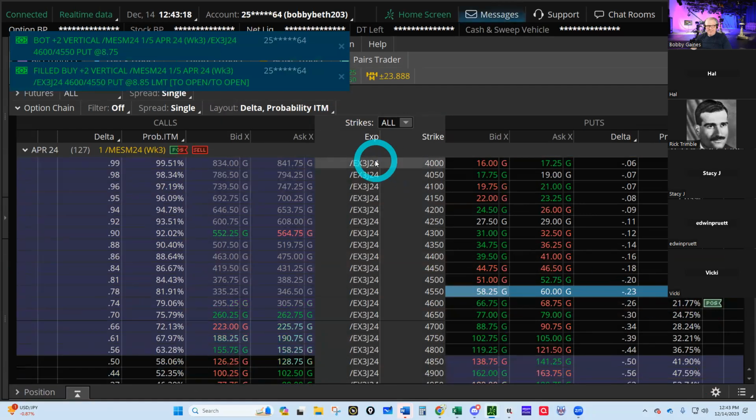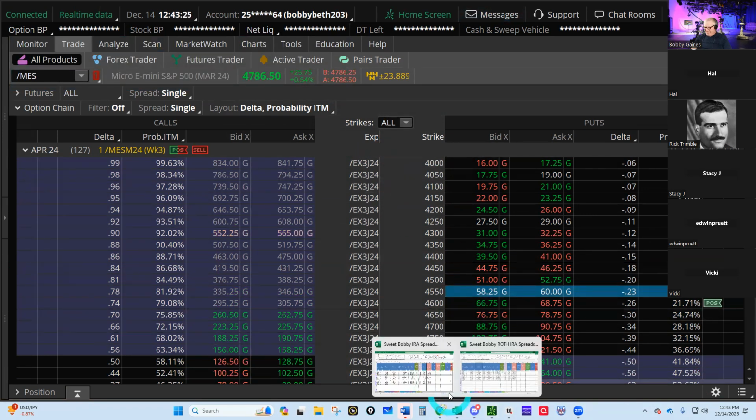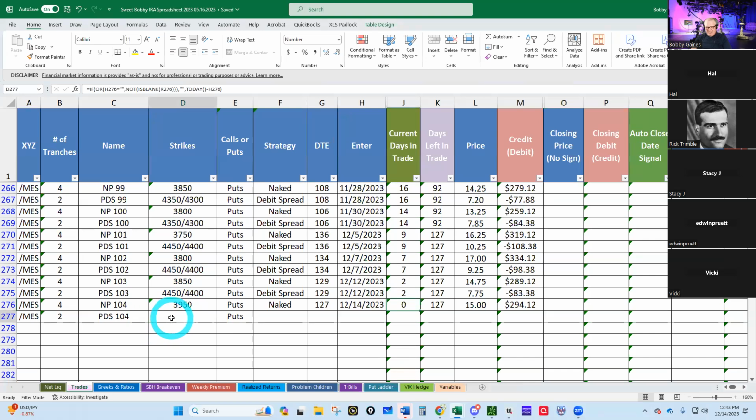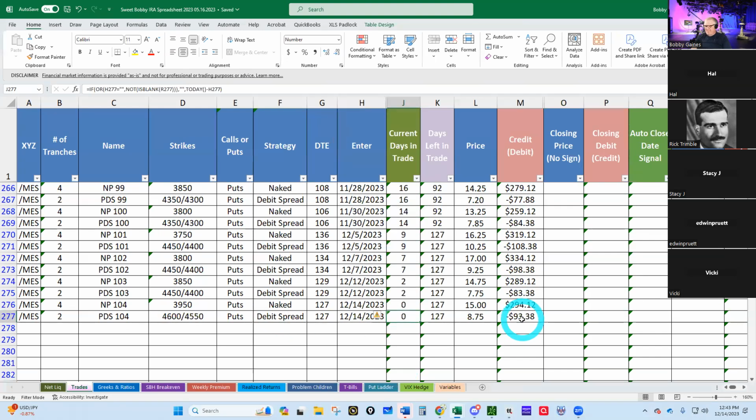There we go. 875 it is. 4600, 4550, and we got in for 875. Beautiful. So that's our debit spread, 127 days, 12, 14, 23. Okay. So we basically took in $200 worth of credit today.